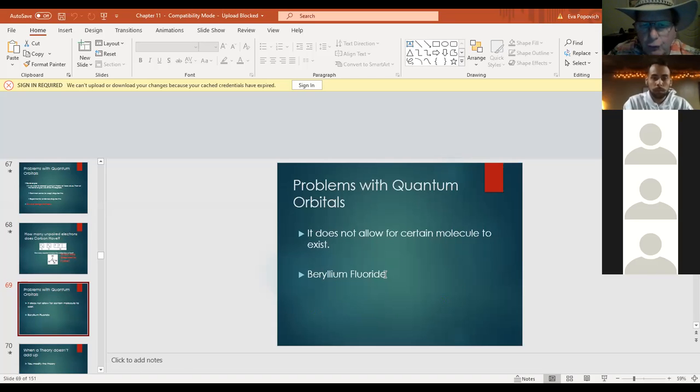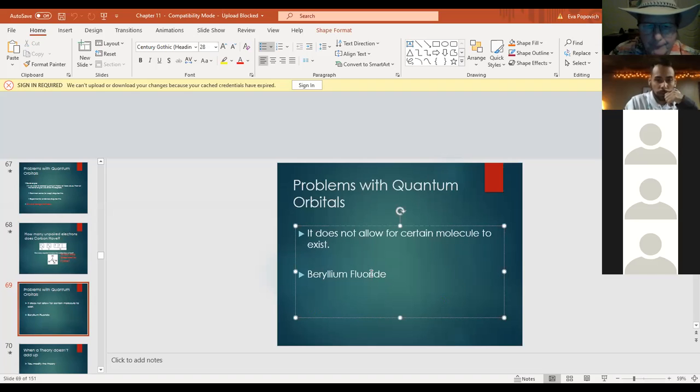Draw this one, beryllium hydride. Beryllium has 2, hydrogen has 2, so that makes 4 electrons, right? Beryllium hydride exists. BeH2 does exist. 4 electrons. Where do those 4 electrons go? In the bonds. So we have beryllium that has only 4 electrons around it.